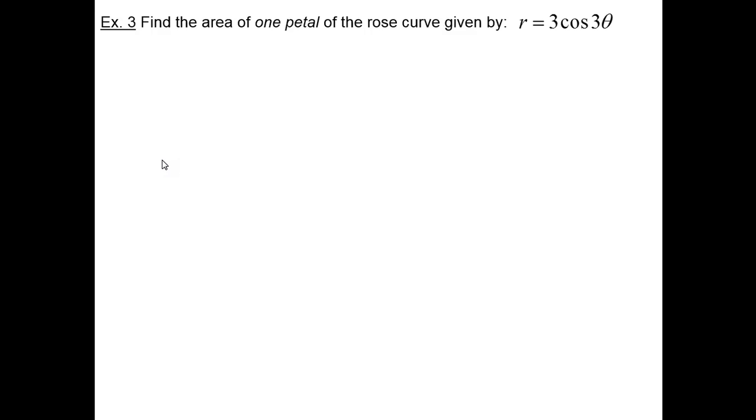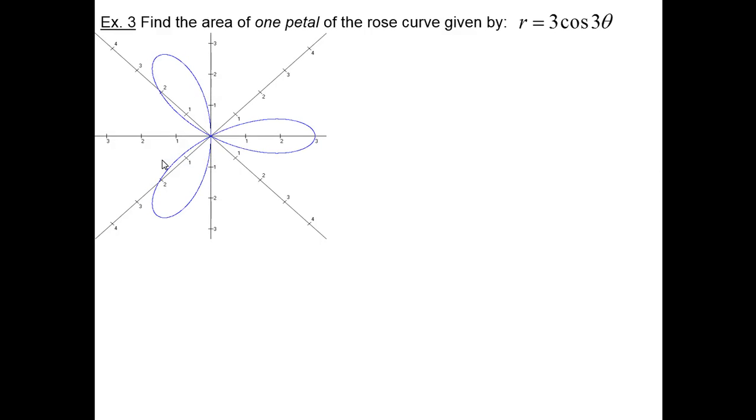Okay, let's try another one. Find the area of one petal of the rose curve given by the function r equals 3 cosine 3 theta. We're going to sketch this. So here's a picture of the rose curve. If you look back at your handout that I gave you the other day, we had some information about rose curves. If the n in front of the theta was odd, that's how many petals we have.